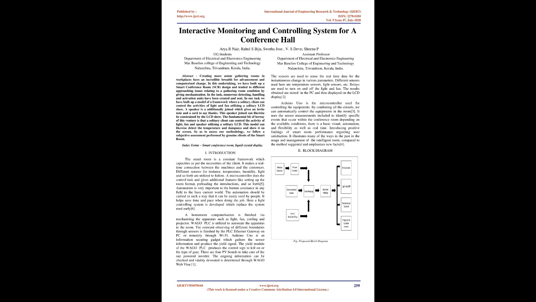WAGO PLC is used to automate the appliances in the room. The constant monitoring of different parameters through sensors is done by the PLC Ethernet gateway on PC or remotely through Wi-Fi. Arduino Uno is a data acquisition device which collects the sensor data and produces the output signal. The output module of the WAGO PLC produces the control signal to turn on or off the equipment. There are 4 PV panels to feed the solar inverter.